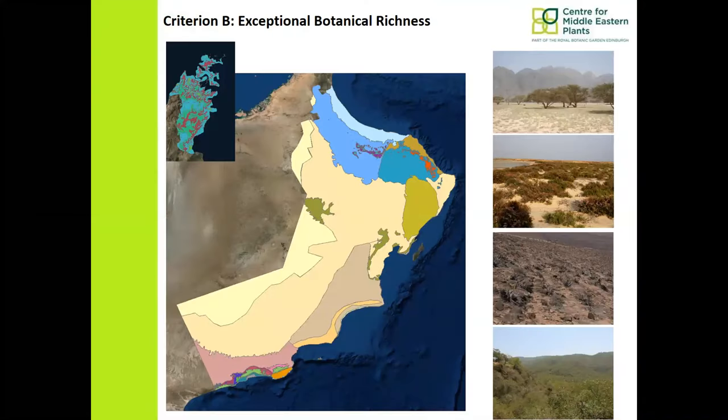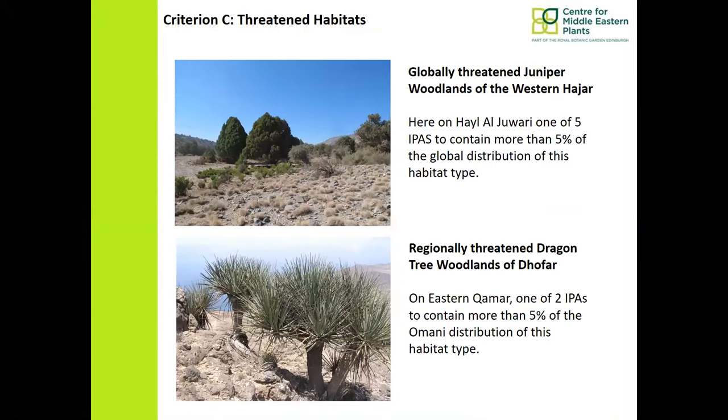For criteria B, looking at botanical richness, we went back to basics and we developed a nationally agreed list of vegetation types for Oman. And we did some very basic vegetation mapping. And this meant that we ensured that we agreed and discussed and included the best agreed examples of each of Oman's vegetation types within the network. And for threatened habitats, as part of the project, again, we developed a draft agreed list of vegetation types, which were assessed as being threatened either globally, regionally, or nationally. And we included these vegetation types into the network according to the published IPA criteria.